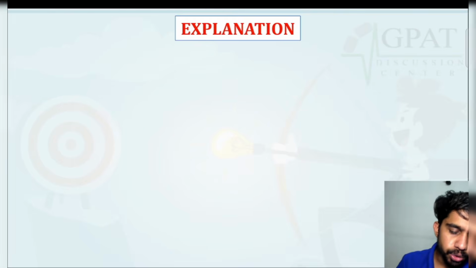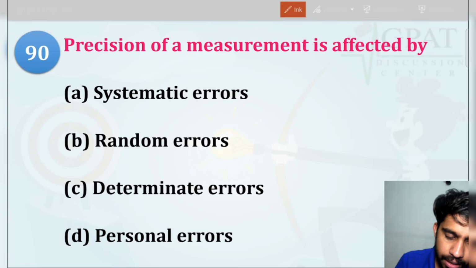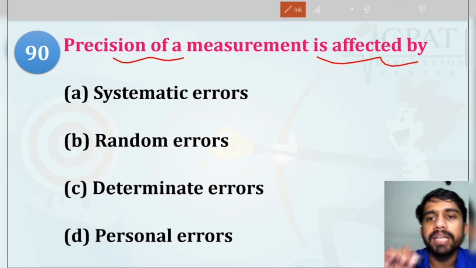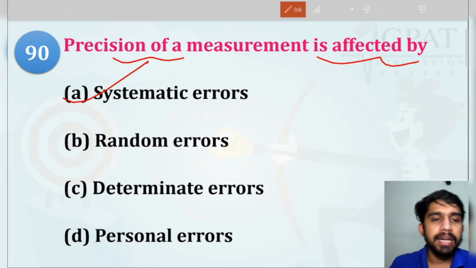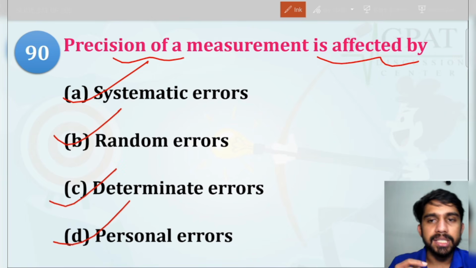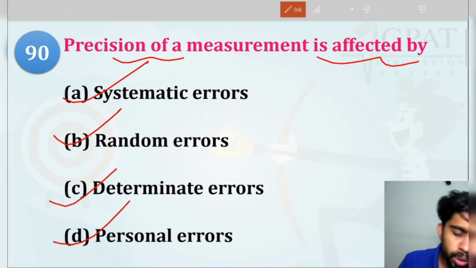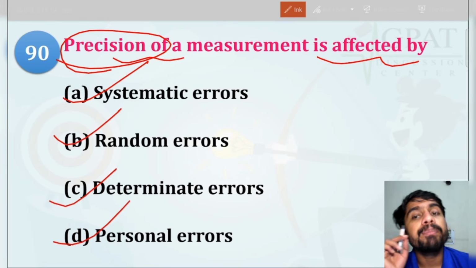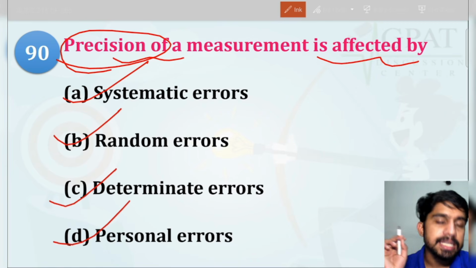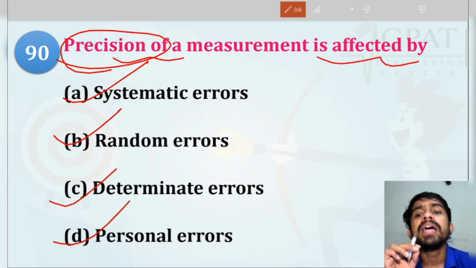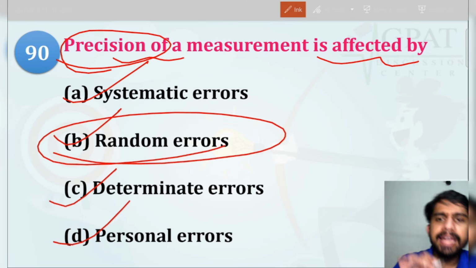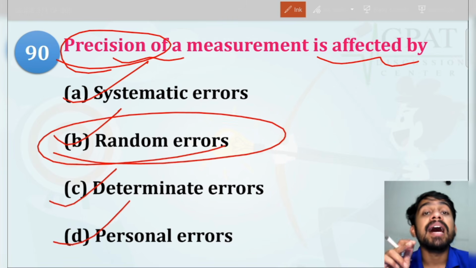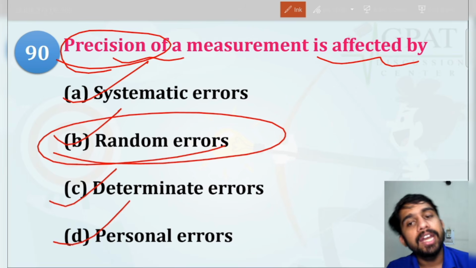Okay. Next question, question number 90. Precision of a measurement is affected by which error: systematic error, random error, determinate error, or personal error? What is precision? Precision is the reproducibility of results, and it is affected by indeterminate error, also known as random errors. Random errors are unpredictable and cannot be corrected.